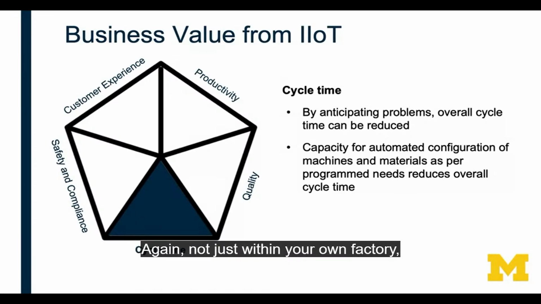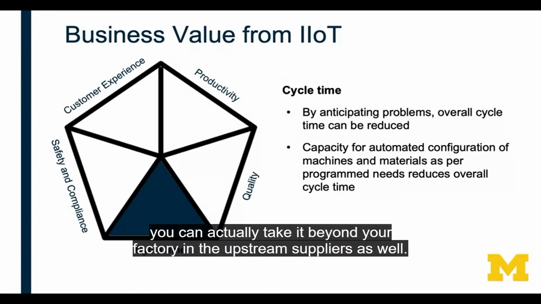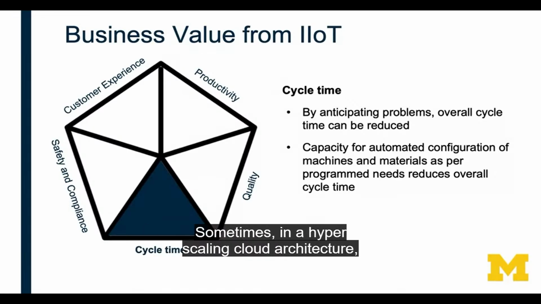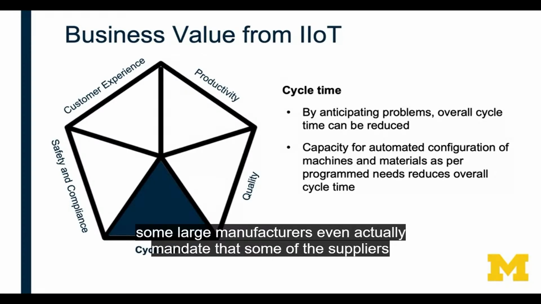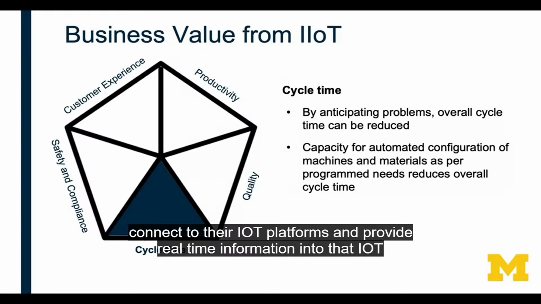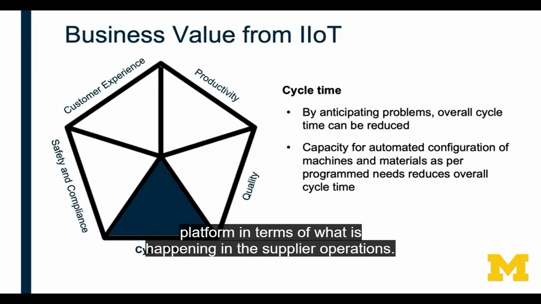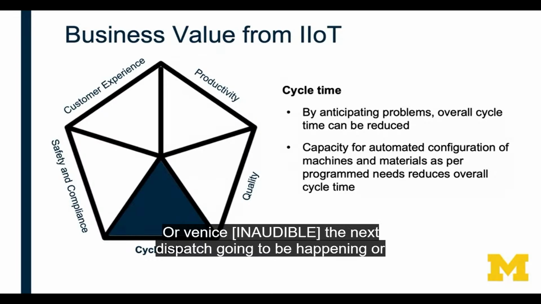You can take this not just within your own factory, you can actually take it beyond your factory to the upstream suppliers as well. Sometimes in a hyperscaling cloud architecture, some large manufacturers even mandate that some suppliers connect to their IoT platforms and provide real-time information into that IoT platform about what's happening in the supplier operations, when the next dispatch is going to happen, or if there are any quality problems in the supplier operations.